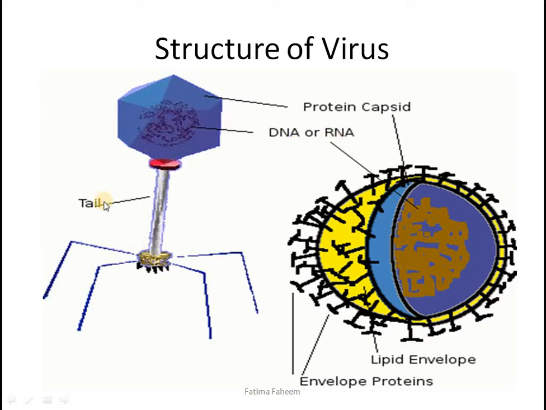If you see the structure of this virus here, it is a tadpole shape where the head is containing the nucleic acid. Again, like I told you before, this nucleic acid can be DNA or RNA. This is the tail, which will attach the virus onto the surface of the host cell. Here I have shown you a spherical virus.